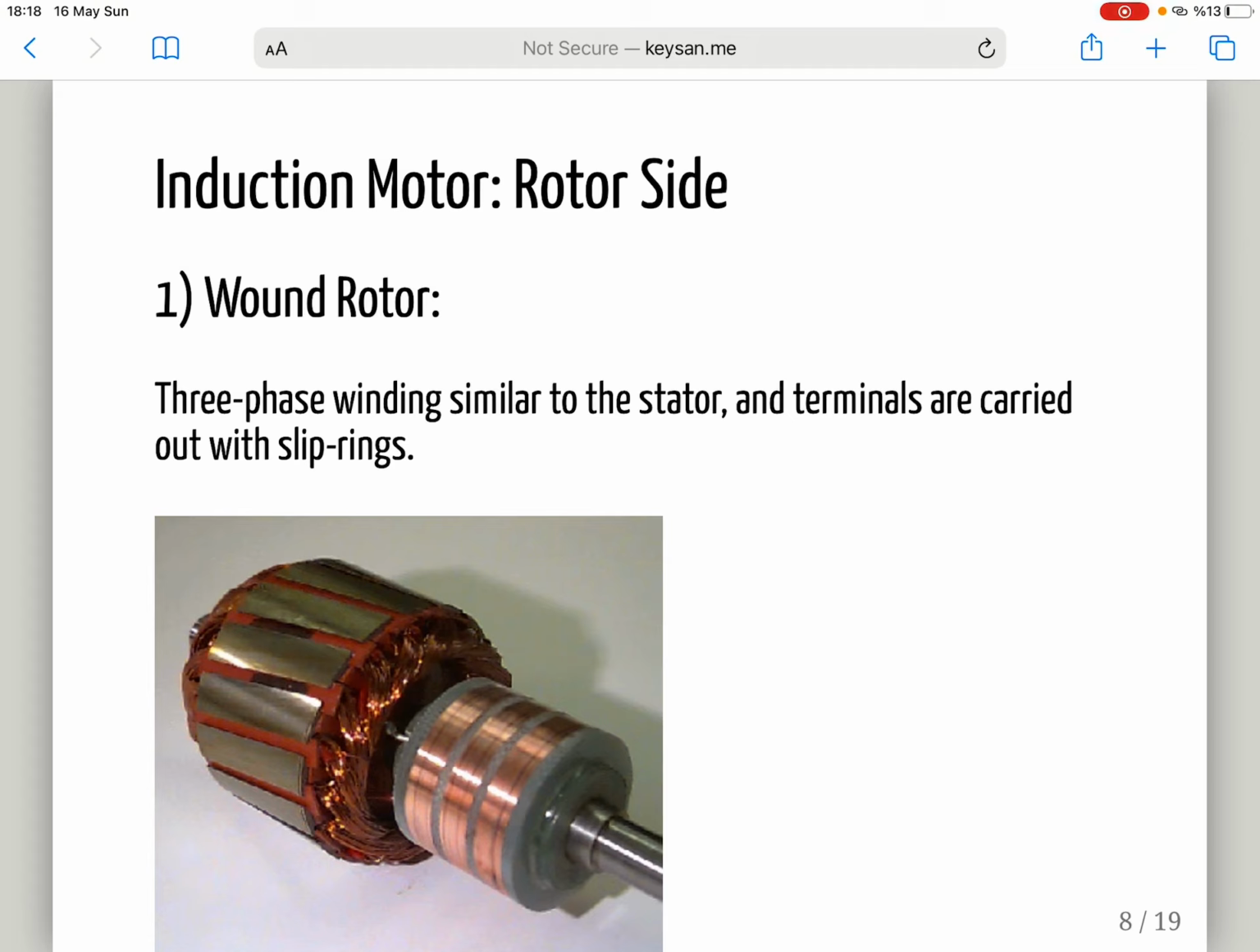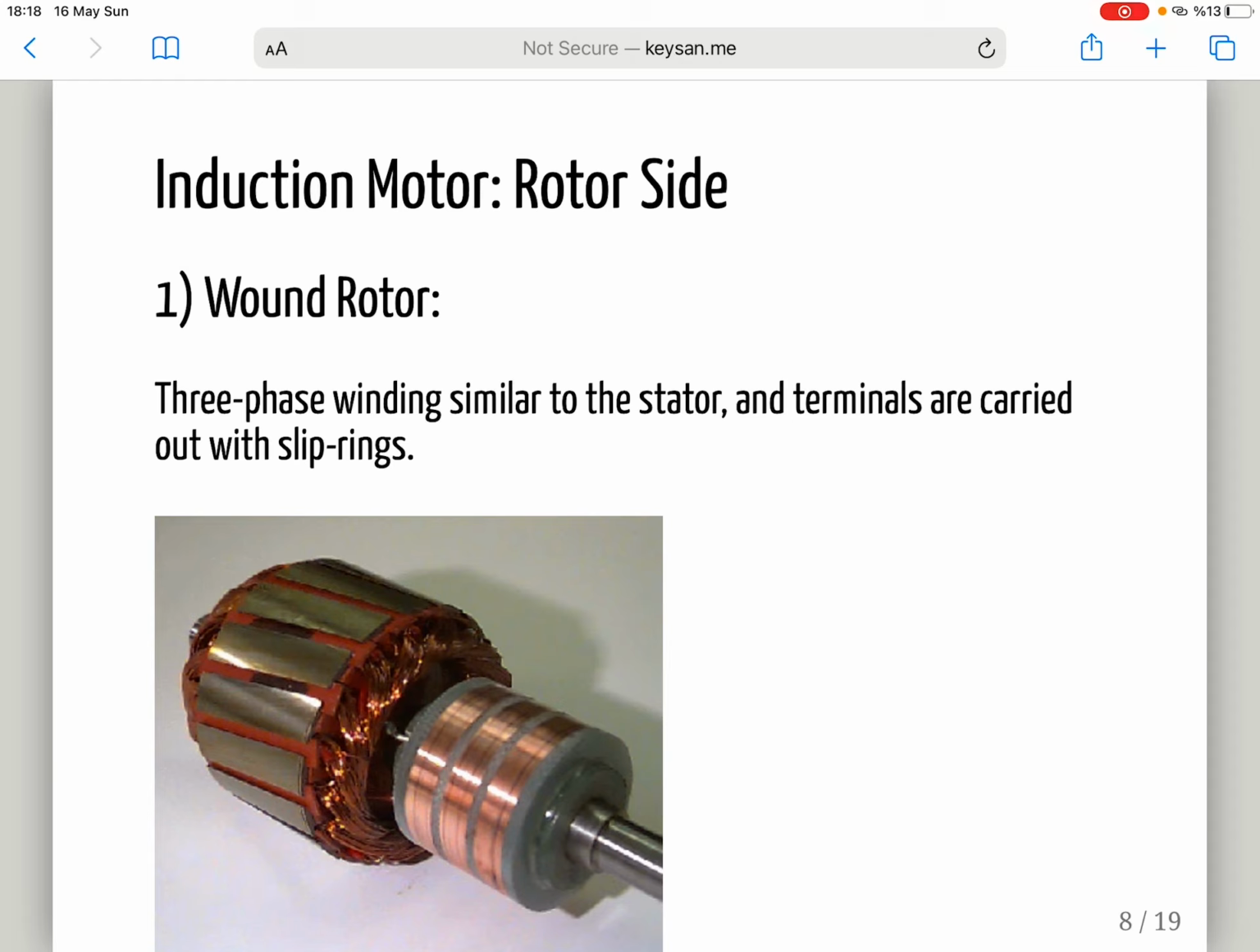In the synchronous machines, remember, we were having some electromagnets or permanent magnets in the rotor, and those permanent magnets or electromagnets were locking with the rotating MMF, and they were rotating at the same speed, the synchronous speed. But in the induction motor, there's always some difference in those speeds, so that's why they are also called asynchronous motors.